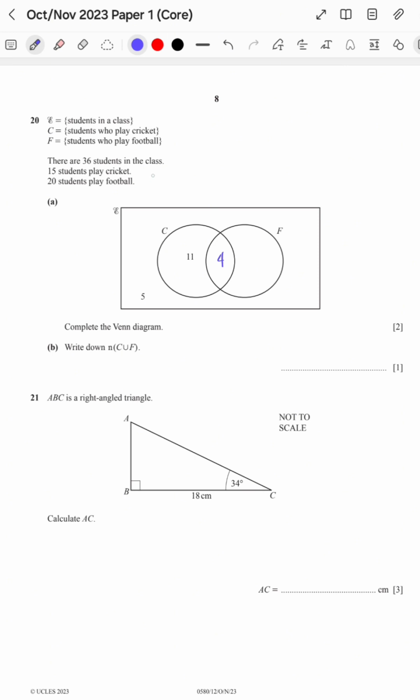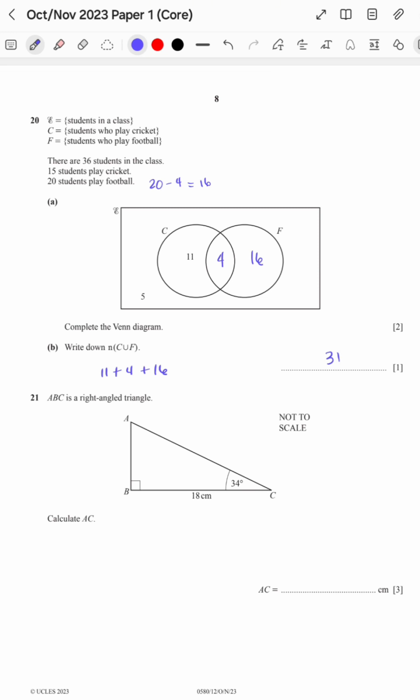So that's to work out just football. So that's 20 minus 4 equal to 16. And there are 5 students that don't play any sport. And that's it. Letter B, write down the union of C and F. This is an OR question. If we're talking about the union, you have to add everything up. So that's 11 plus 4 plus 16. So there are 31 students.